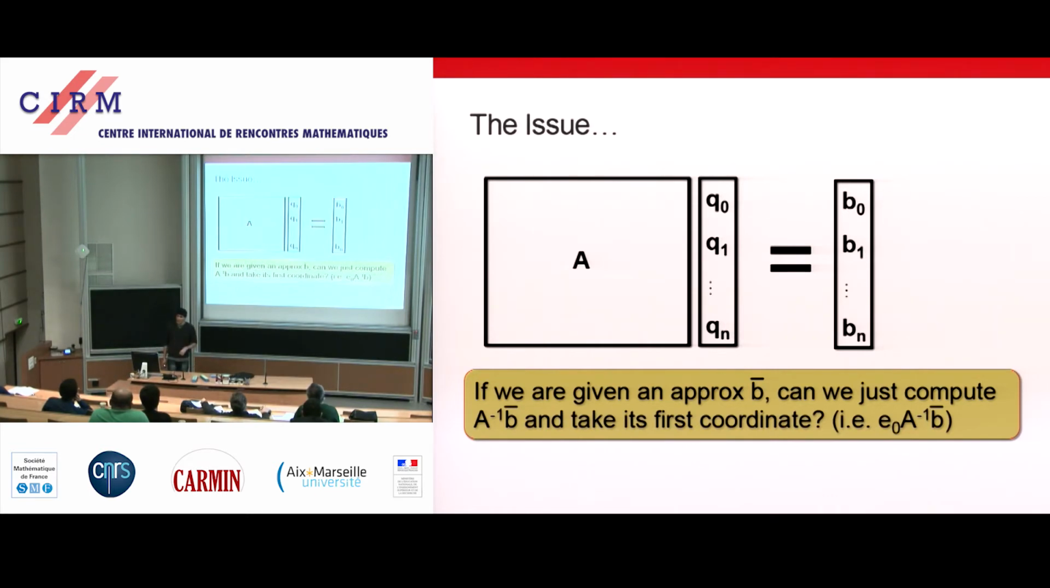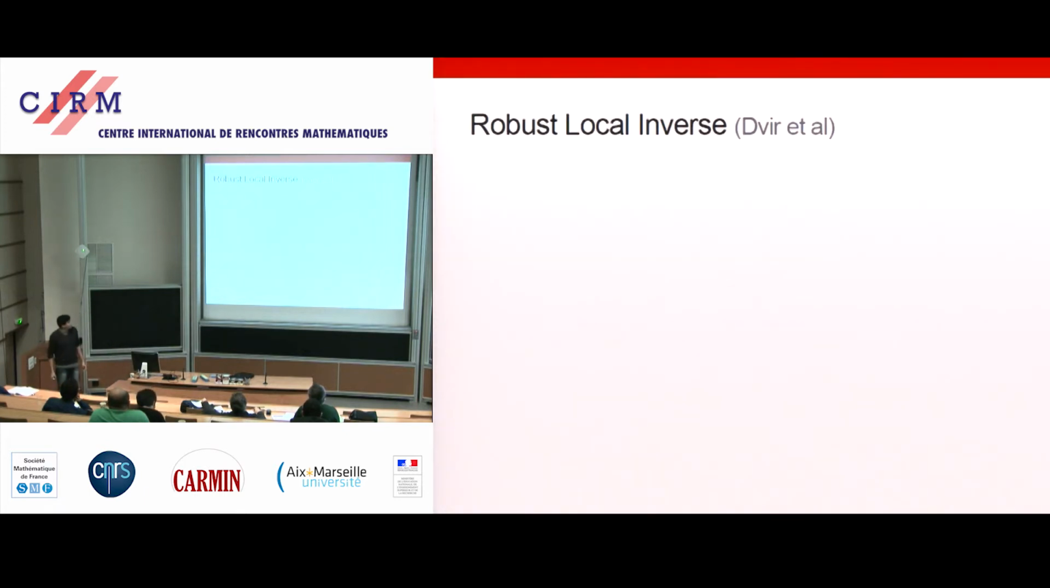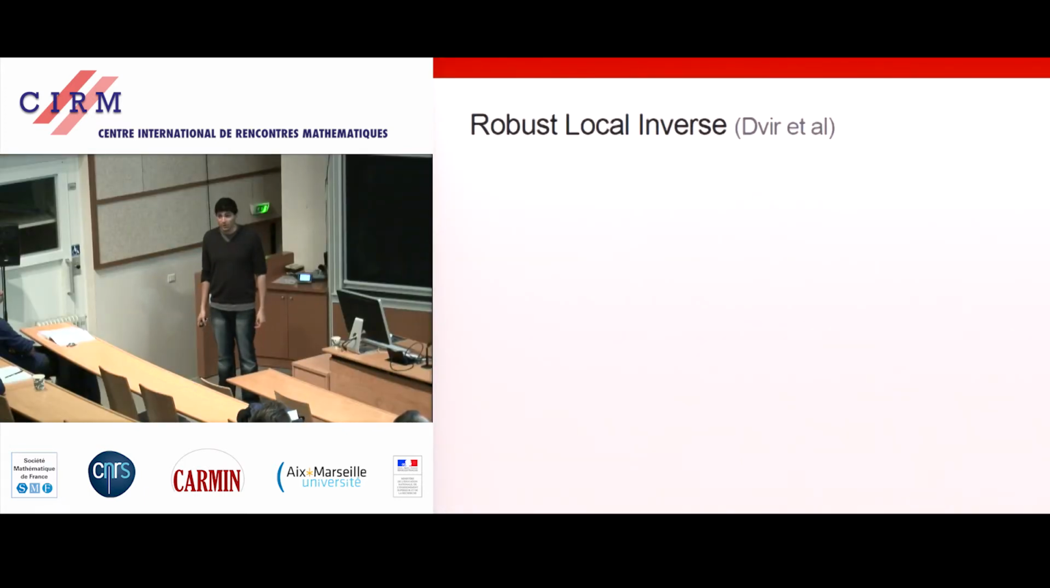But here the game is that we only care about one coordinate. So if the condition number is exponentially large, but we only care about one coordinate, it's not clear whether you can actually solve this problem or not. So the condition number of A is exponentially large, but let me tell you the strategy that De Vere et al. used, which we're going to build on.